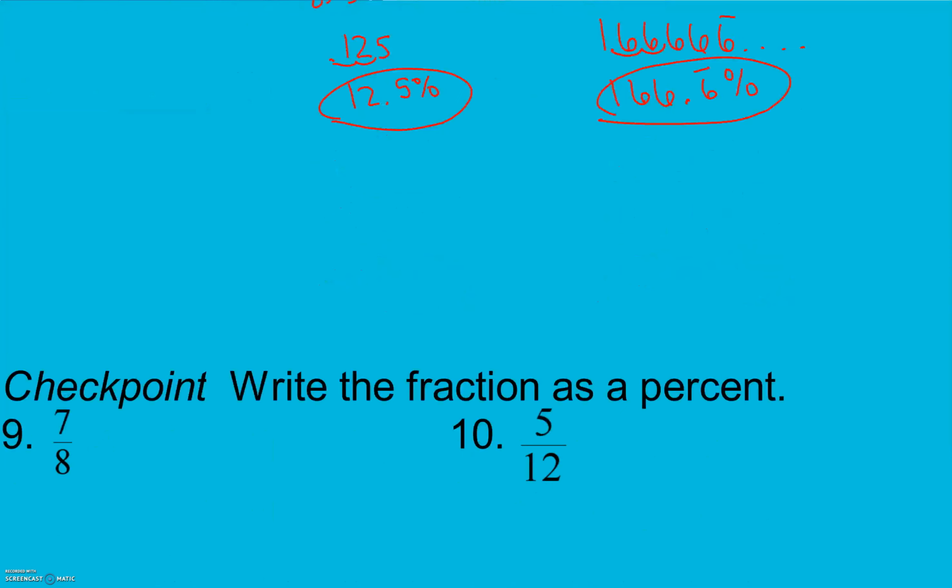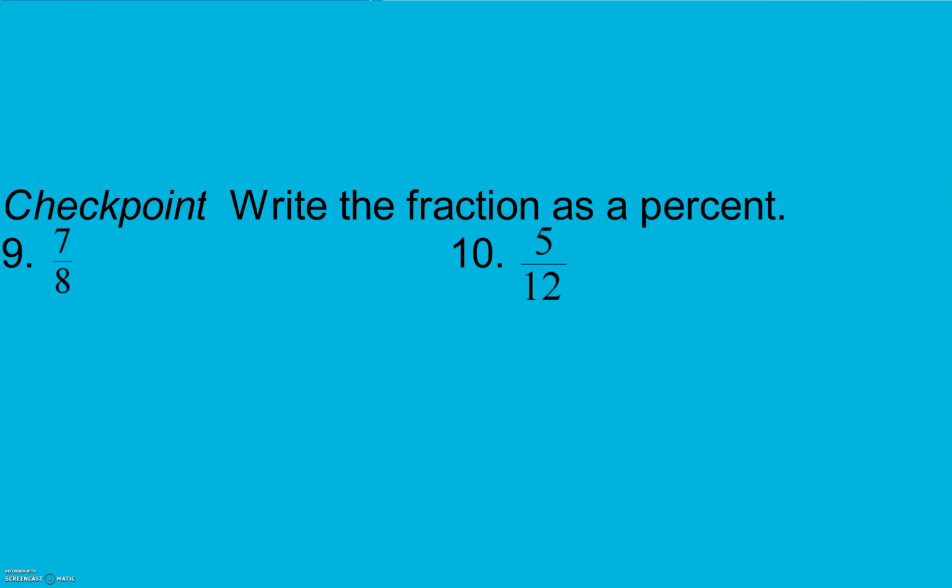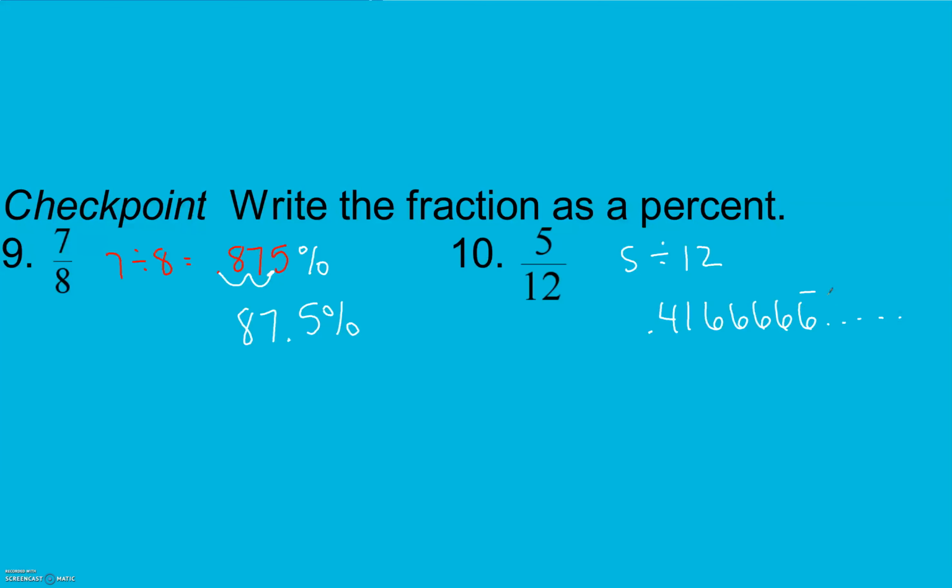Go ahead and pause here to give these a try if you'd like. First thing we're going to do is divide 7 divided by 8, which is going to give us 0.875. Fraction to decimal, 2 places, decimal to percent. We're going to take 5 divided by 12, which is 0.416666, repeating. Now, decimal to a percent, 2 places, 41.6%.